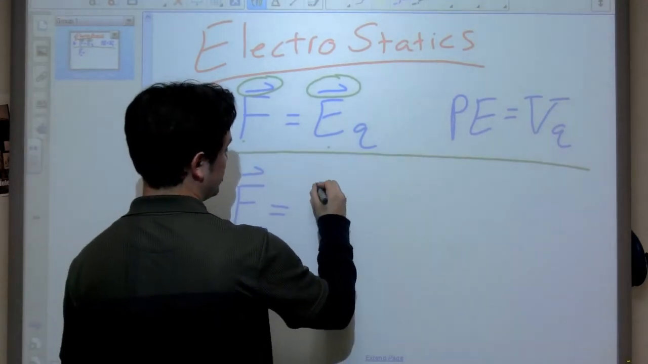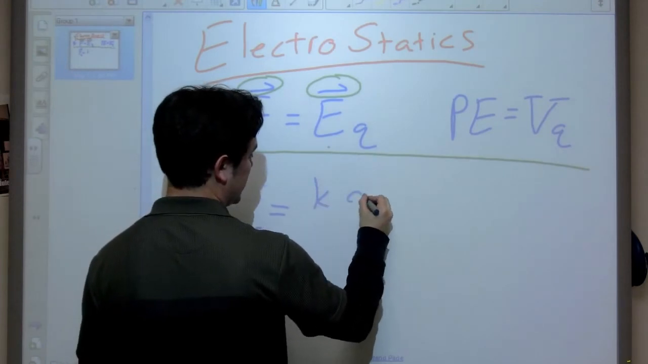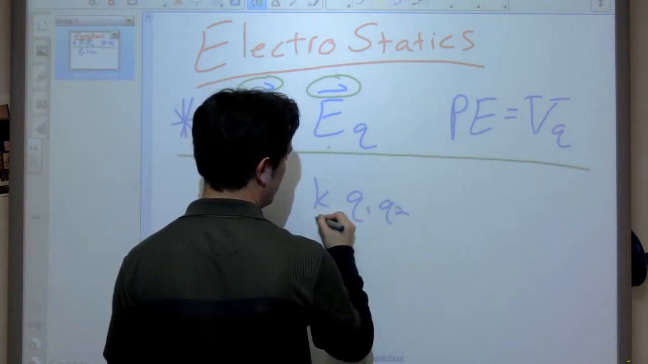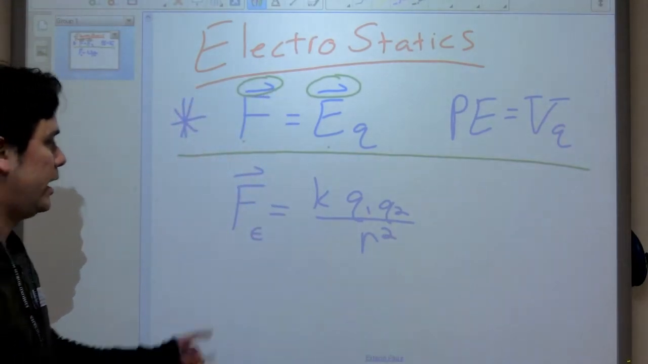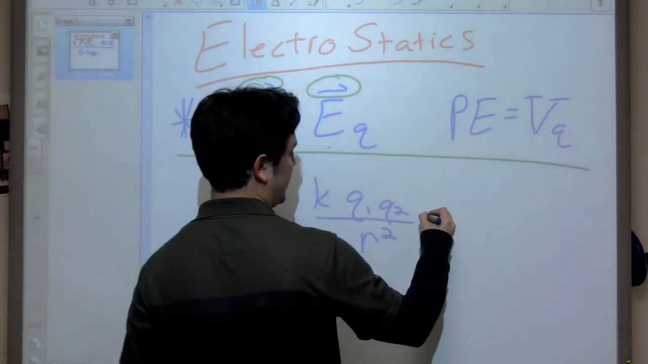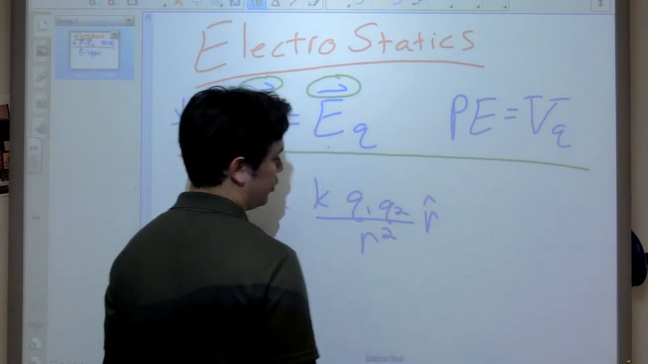That equals k, which is Coulomb's constant, times q1 times q2 divided by the distance between them squared. Now, rightly so, this is a vector. Technically, this points in what's called the radial vector.